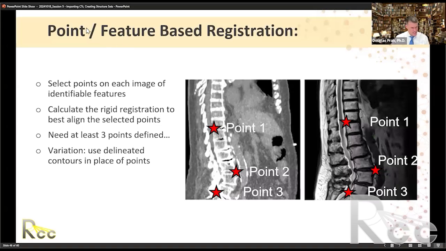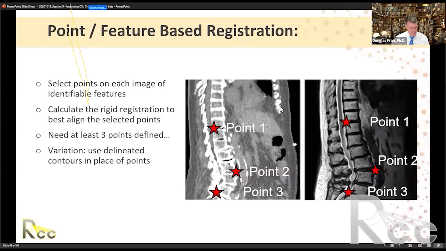Another way is you can do multiple points. Planning systems will let you select points and then use those initial point alignments to create the initial fusion, and then you can make some adjustments from there. So this is an example of a 3 separate point. We took 3 different points on the scan, on both scans, and then after we've identified the two, it will actually do a least squares fit of all 3 points to get them as close as possible to one another.